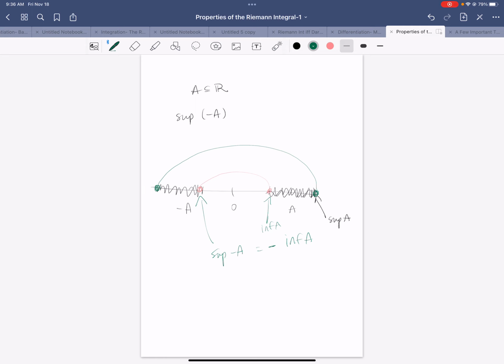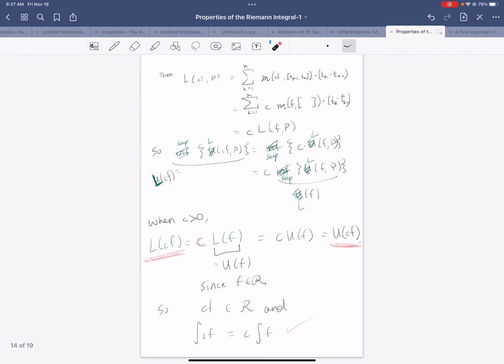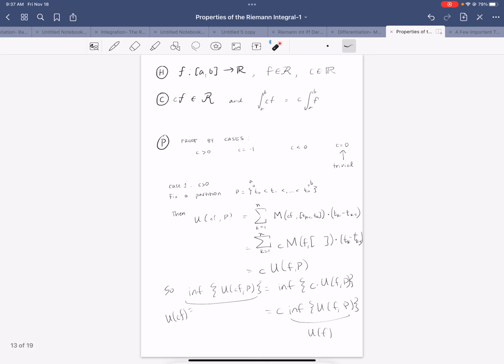So an easy way to remember this is to just draw a picture which generalizes the situation. So if A is some subset of positive numbers, then when you flip them, the numbers are going to be negative, and you can visually see what happens to the sup of negative A, right? So the sup of negative A is going to be minus the inf of A, and you use these little equations like this to look at the lower sums and the upper sums when C is equal to -1. Okay, so that's essentially what you're doing for the case when C equals -1.